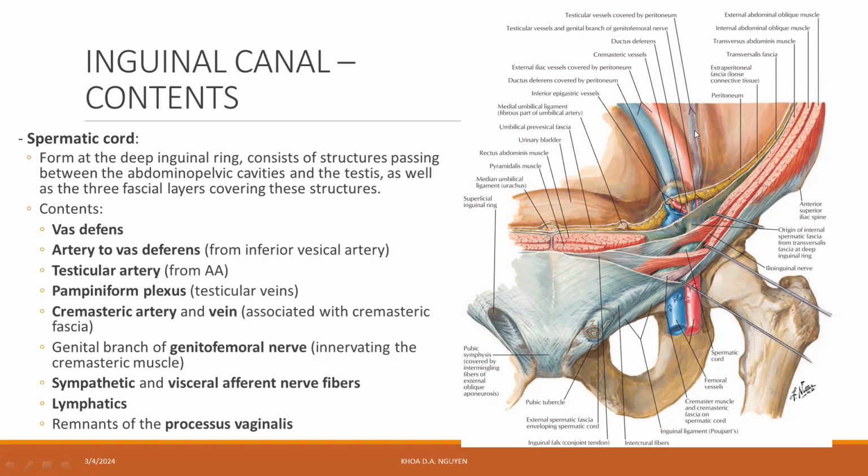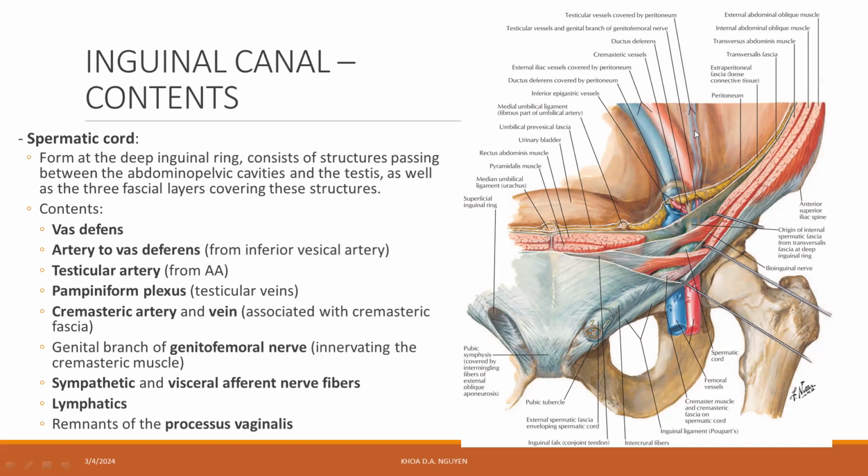Then you have the cremasteric arteries and veins. They are associated with the cremasteric fascia and muscle, okay? And also the genital branch of the genitofemoral nerve that is also within the spermatocord. In the spermatocord, you also have associated structures like the sympathetic and visceral afferent nerve fibers, the lymphatics, as well as the remnants of the processus vaginalis. Okay, so that's the spermatocord.